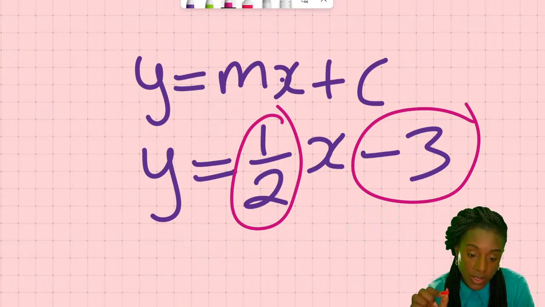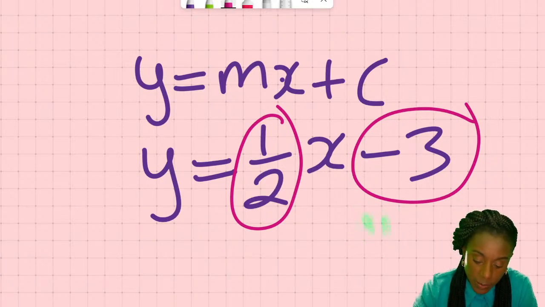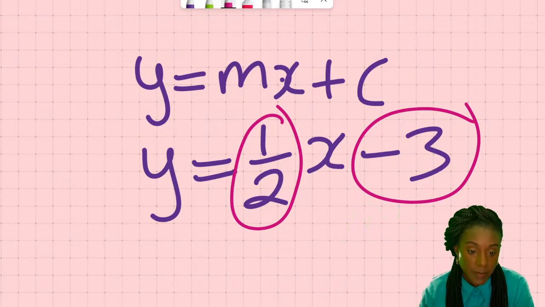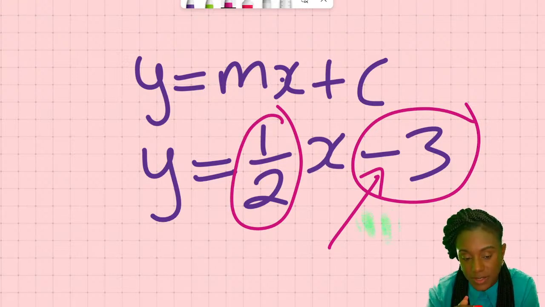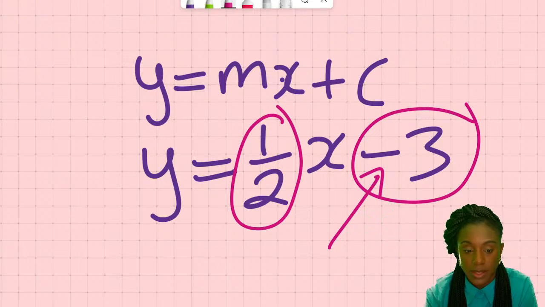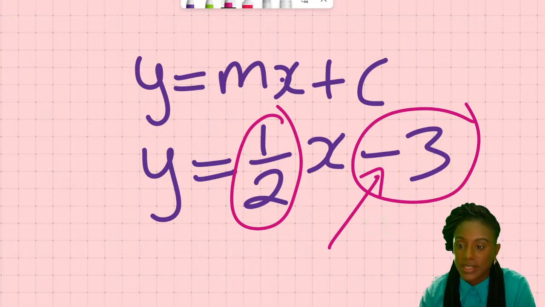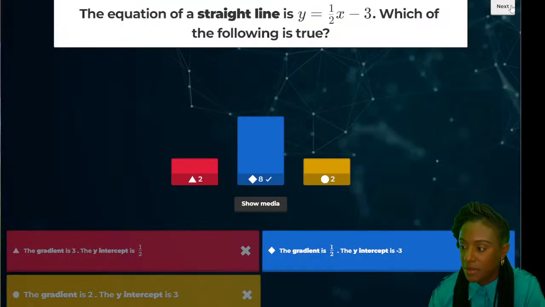Now, it's important that you note that this subtraction sign here means that the number is negative, okay? So the y-intercept is not positive 3, it's not just 3. Because there's a negative sign next to the number, it means that this number is negative 3. Okay, so let's get to our next question on our game.